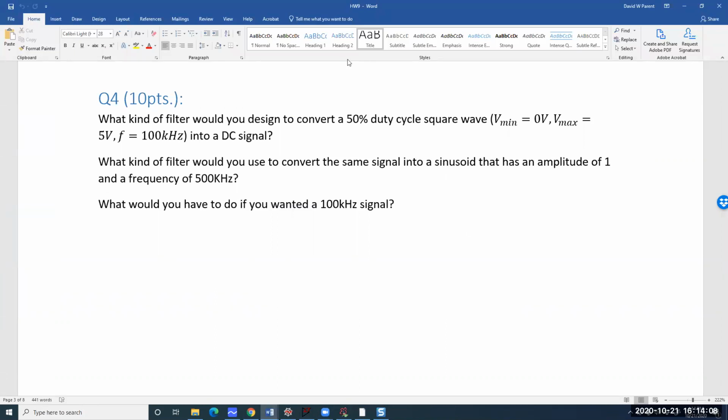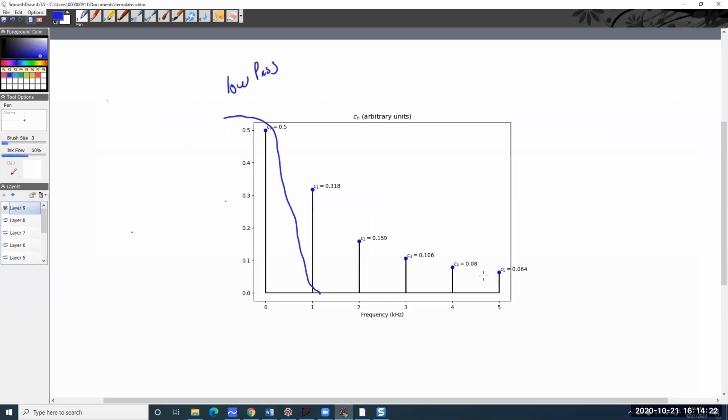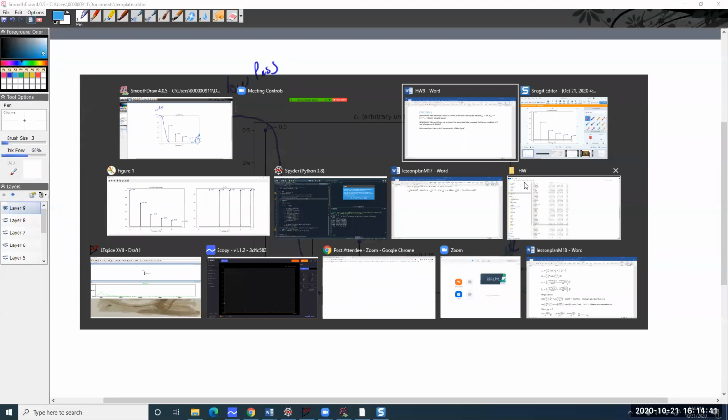I want a sinusoid that has an amplitude of 1 and a frequency at 5 kilohertz. Well, the original signal is at 1 kilohertz. So I'm going to say I want a 5 kilohertz signal. So this is what I want, right? So what gives me what I want? All I have to do is draw a band pass, right? Gets rid of everything else. And that's what I have. But I want 1 volt.